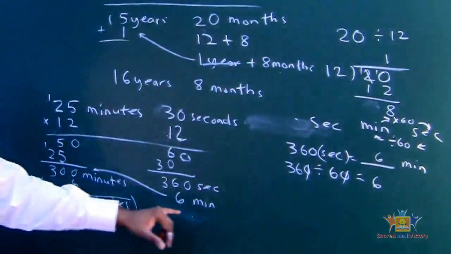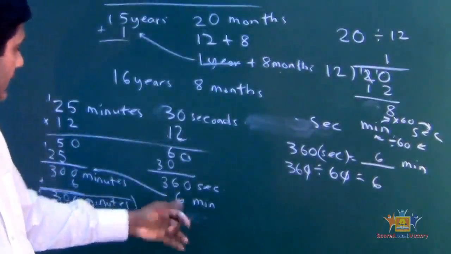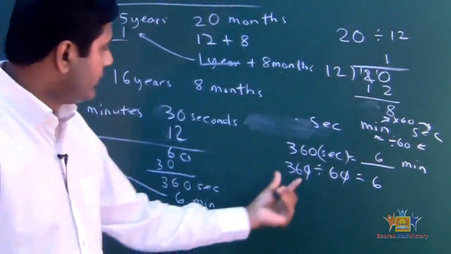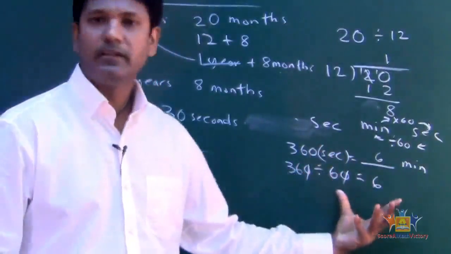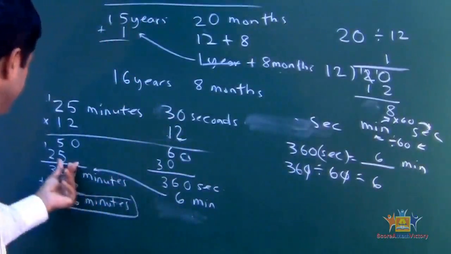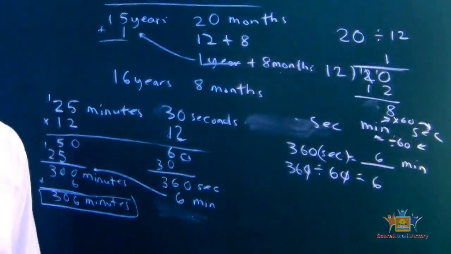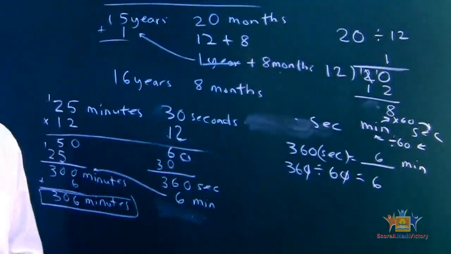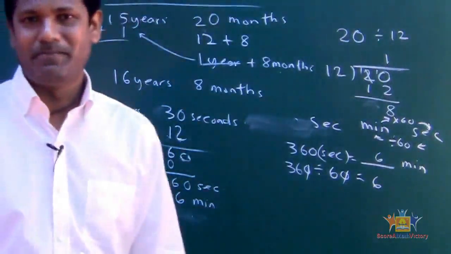Remember, the 360 we already converted all into minutes. There's no remainder, remember? 36 divided by 6 gave me 6. There's no balance. That's a perfect division problem. So that's why I take that 6, add it to 300, and it gives me 306 minutes. The final answer is 306 minutes. You don't have to write 0 seconds because the seconds are gone. Alright? Okay, good. That's the multiplication part of it.